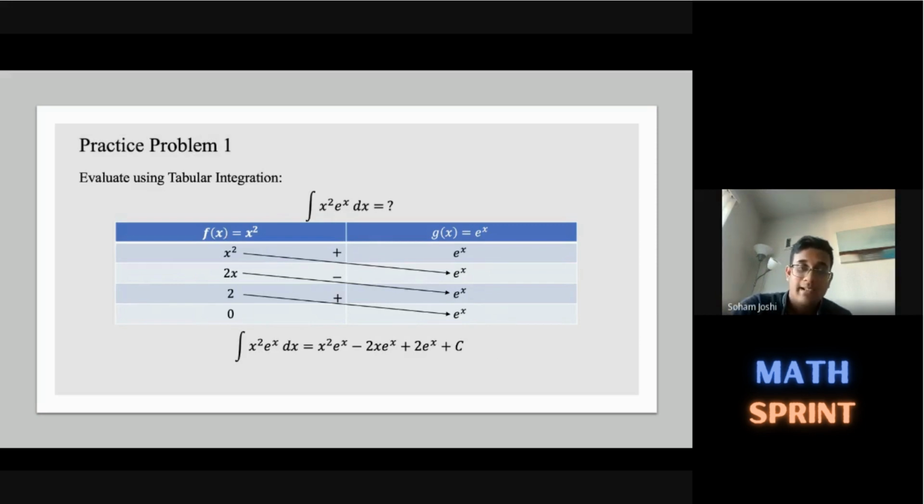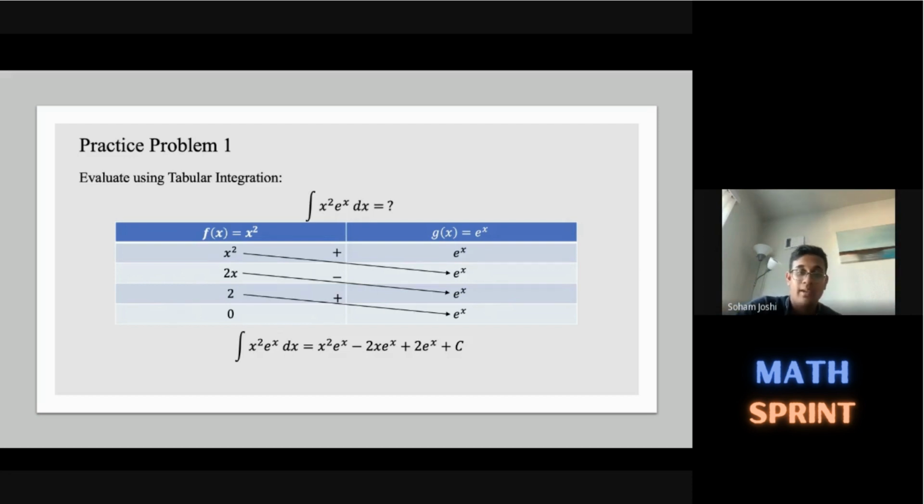Okay, so let's do a practice problem with tabular integration. We need to integrate x squared e to the power of x with respect to x. So let's arrange this all in a table. Our f of x is going to be x squared, and our g of x is going to be e to the power of x. Now, why did I pick this? Because it's possible to keep differentiating x squared over and over again until we reach 0. But if I keep differentiating e to the power of x repeatedly, I'm never going to get 0.